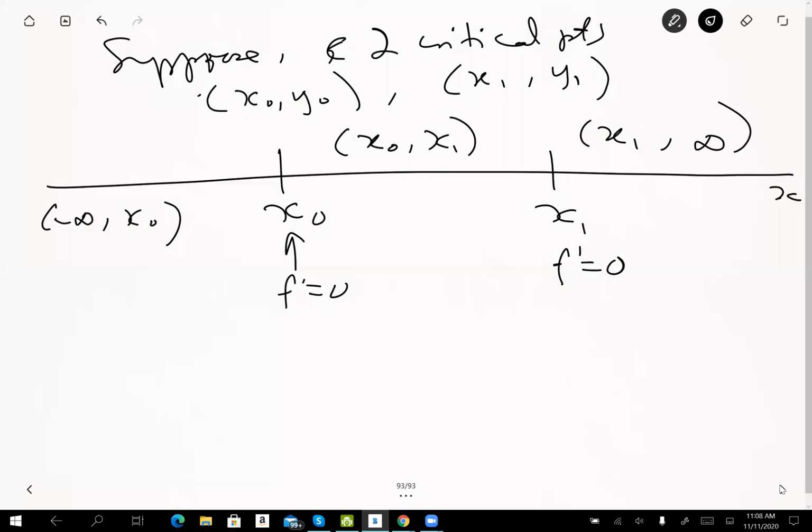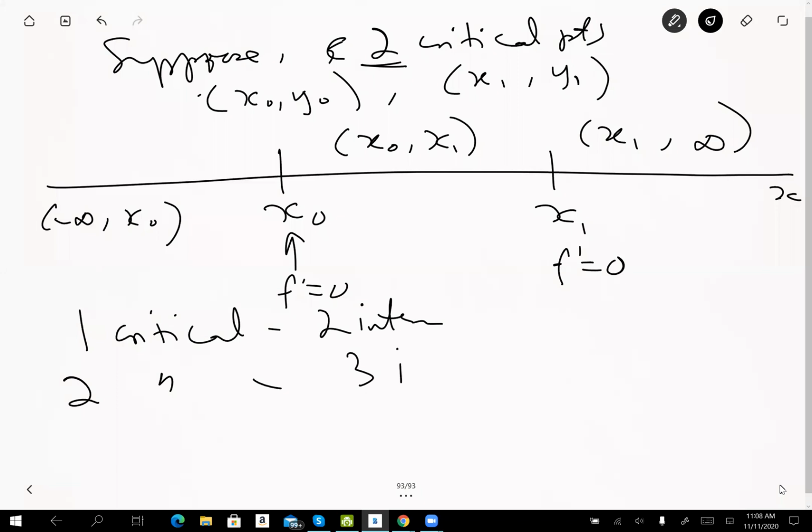So from here you can see the critical points, regardless of how many of them, will break out into intervals. As you can see, with one critical point there are two intervals. With two critical points there will be three intervals. One is a definite interval from x0 to x1. The other is a very big interval, x1 to infinity. And of course, if you have three critical points, you have more intervals.